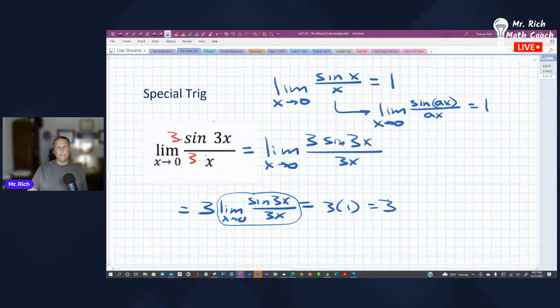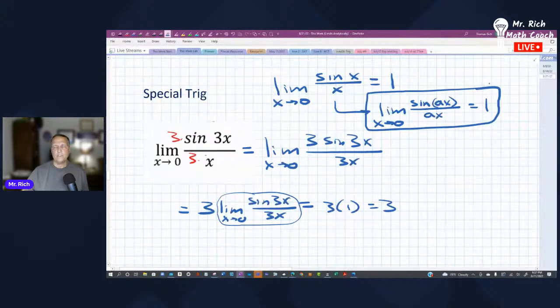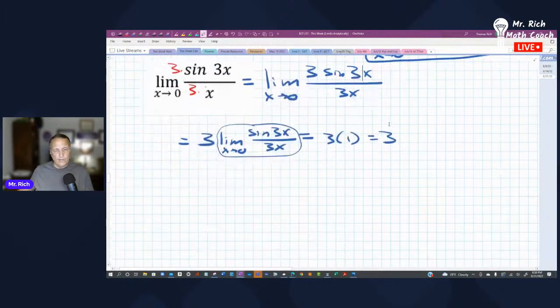Okay, so I'm combining properties of limits with what we could call a limit identity. That's just a statement that we know. We haven't really developed or shown why that's true, except to look at it graphically and to see that the limit is indeed 1 for that function sine x over x.